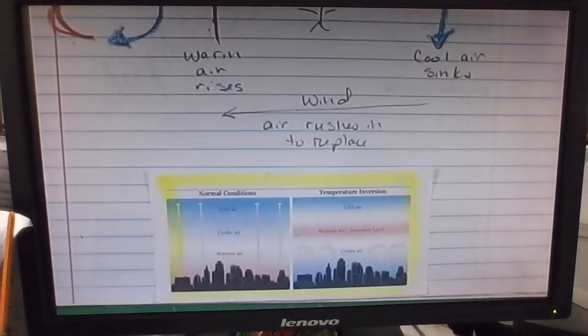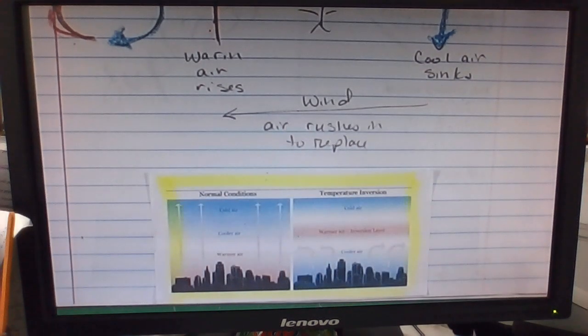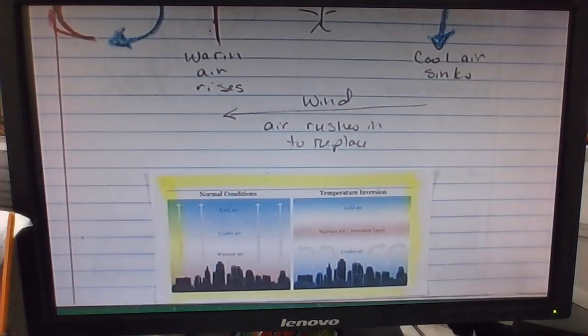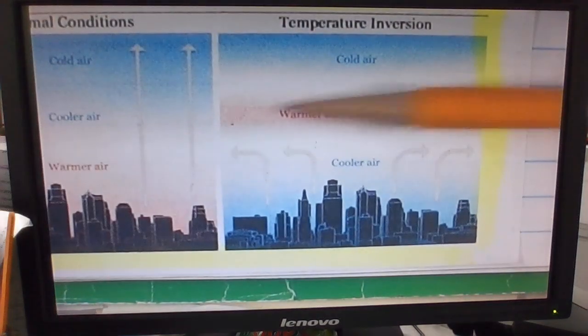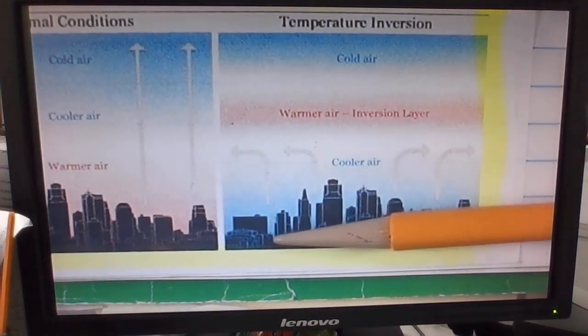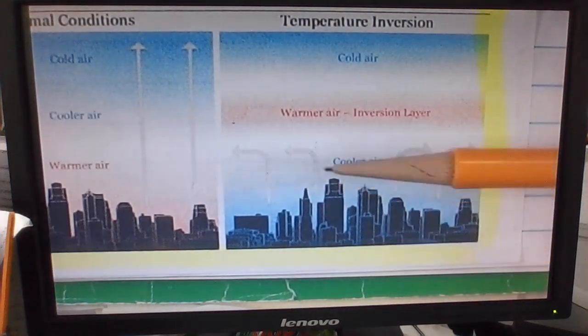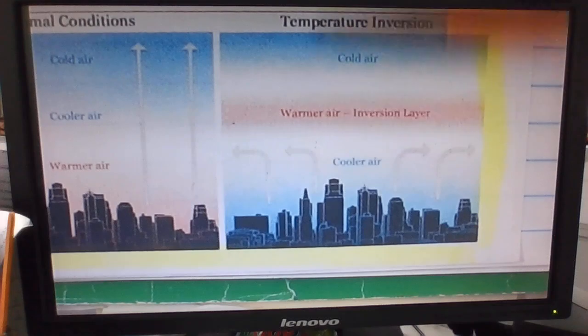So that's the little picture that you have. Normal conditions, it's showing how that warm air continues to rise in the atmosphere. But when we have that temperature inversion, we have a layer of warmer air that's in between, and so the warm air can rise until it hits that warmer area, and now all of a sudden it doesn't have a different density. It's not less dense than that, so it can't keep rising up in the atmosphere.